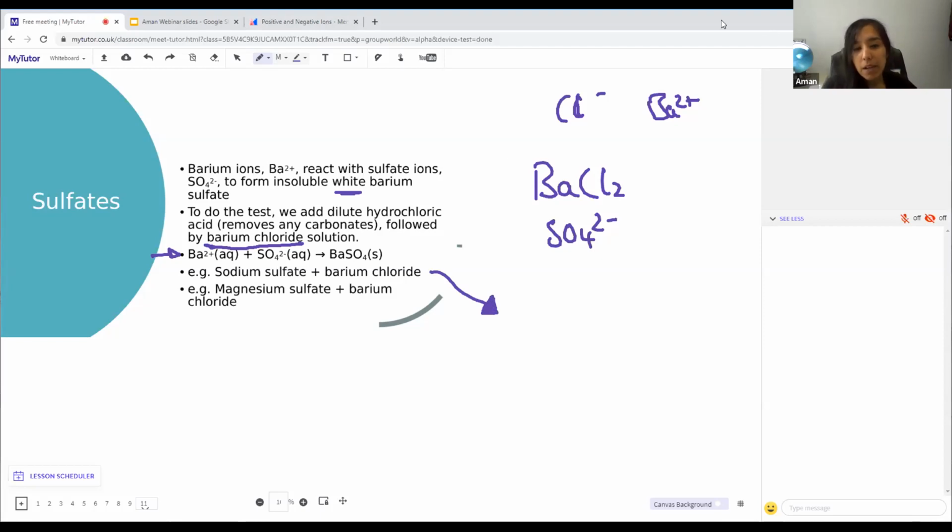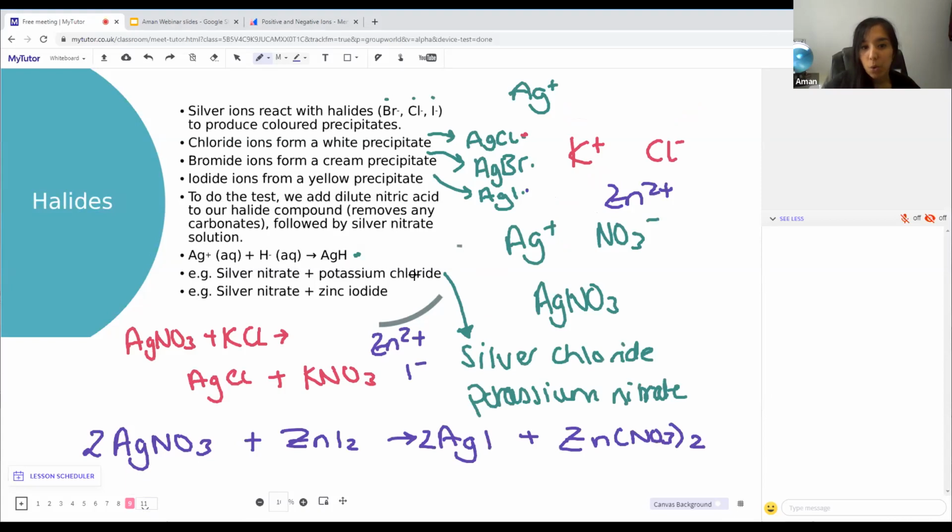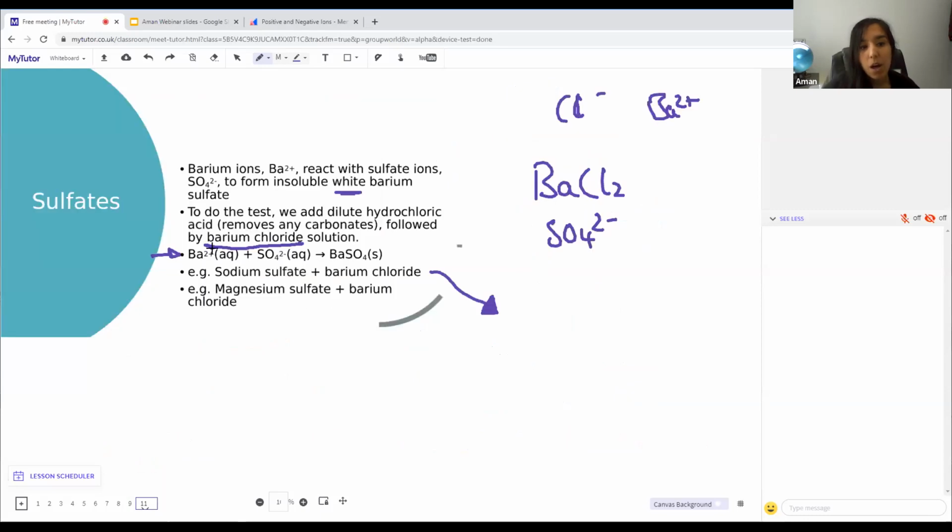Yep, so someone's saying, is it that sodium sulfate reacts with barium chloride to produce barium sulfate? Yep, so it will produce barium sulfate and something else. So just like with the halogens, if I go back to the halogens, remember when we reacted silver nitrate with potassium chloride, we got our silver chloride, which is the test basically for a halogen, but what we're left with is the potassium and the nitrate. So just like that, when we're testing for our sulfate ions, we will have our barium sulfate produced here, and then what we're left with is sodium chloride. So everyone that said sodium chloride, well done. So you always have something left over, and that forms the other product.